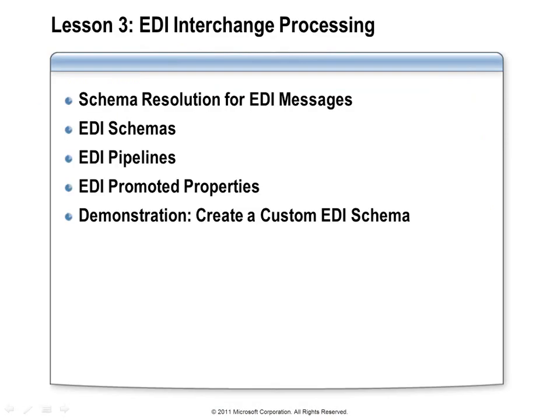In lesson 3, our focus is going to be on interchange processing. So we'll take a look at schema resolution, how we find the right schema in BizTalk, how we create and manage our EDI schemas and work with those, the pipelines and the pipeline components and the promoted properties that are all related to EDI. So we're really going to be focused on the schemas, the EDI messages, and how we map that notion of XML schemas into EDI and how those get processed. And we'll see then a demonstration of how to create an EDI schema.